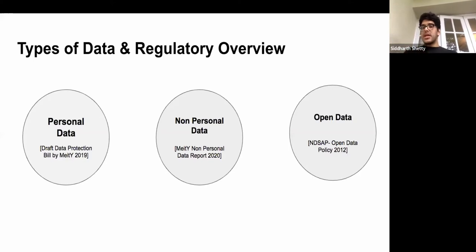While for personal data, the overarching policy framework is, of course, post the Supreme Court's right to privacy judgment in 2017, they asked the government to put together a committee to draft India's privacy bill. That's what came to be known as the Justice Shri Krishna Committee, who have now tabled the privacy bill in the Lok Sabha, and it's currently under the Select Committee review, right?